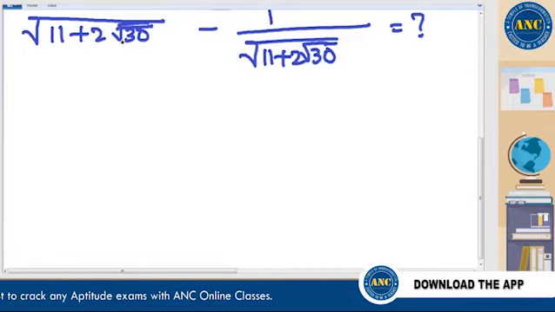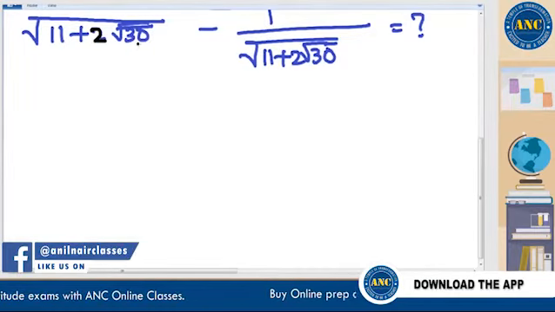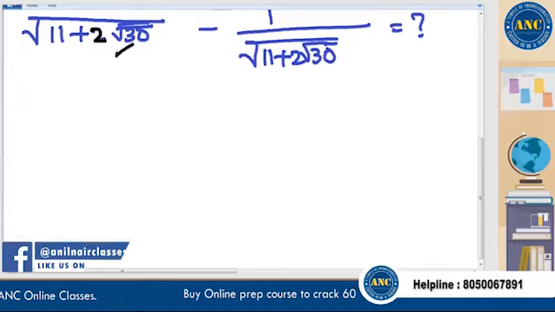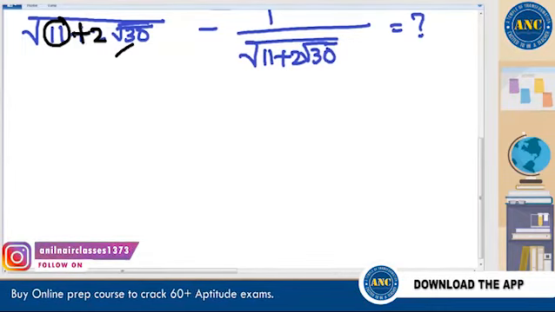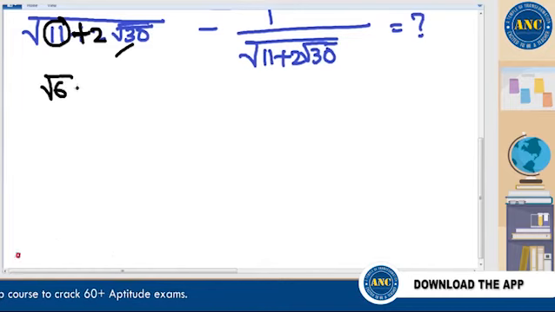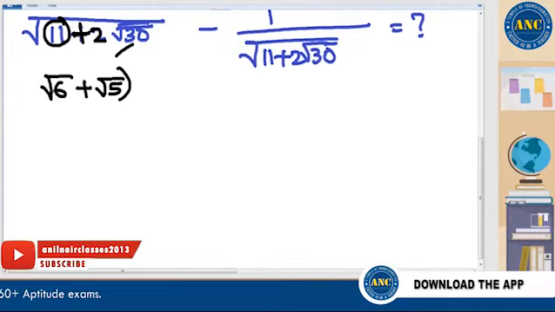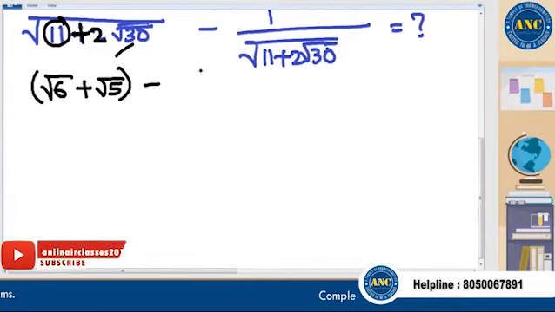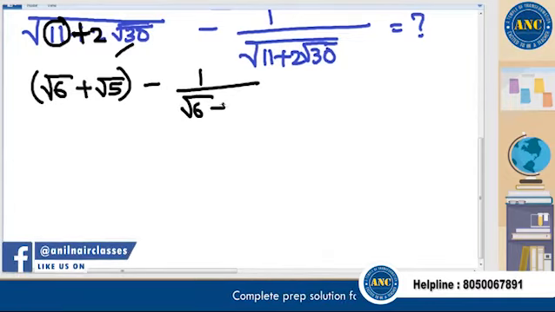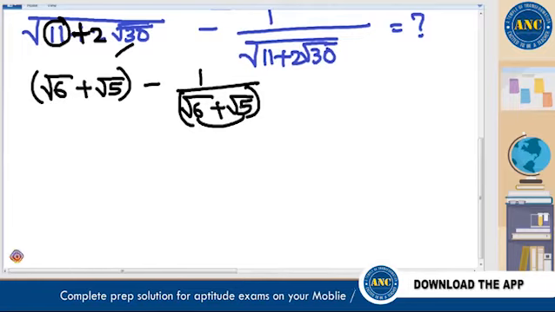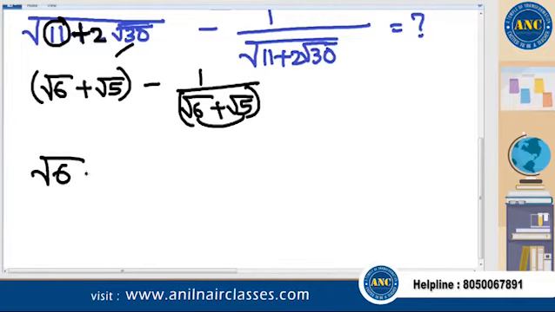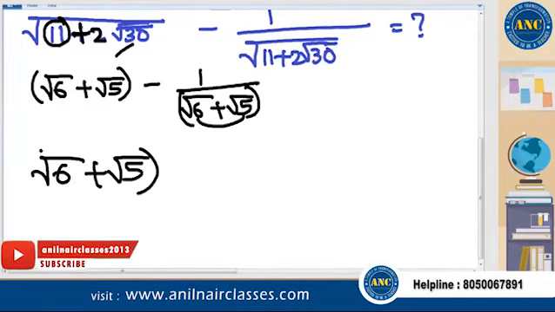Root 30, first of all this 2 is there, thanks for it. Root 30 is root 6 into root 5. 6 plus 5 is anyway 11 only. That means because there is plus here, I can directly write it as root 6 plus root 5. This is minus 1 by root 6 plus root 5. If I rationalize, 6 minus 5 is 1 in the denominator. The numerator will be root 6 minus root 5. Directly you will get the answer, sir.